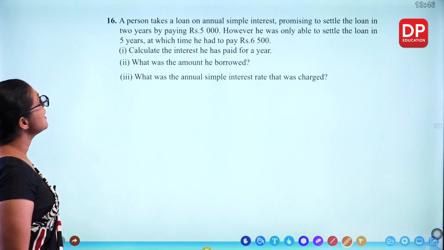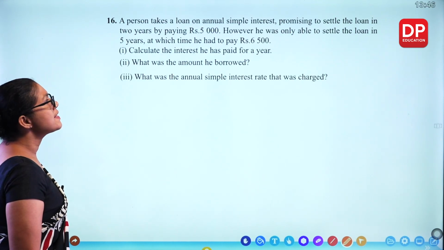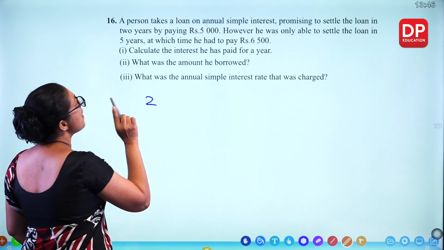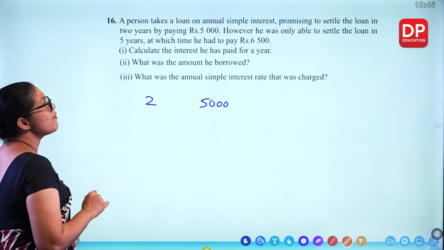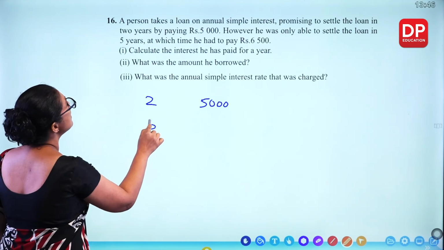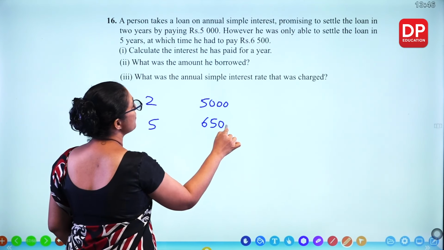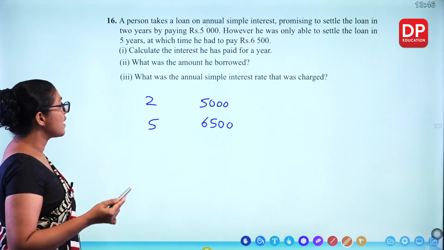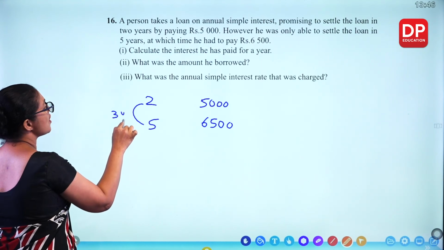Question number 16. A person takes a loan on annual simple interest, promising to settle the loan in 2 years by paying 5,000 rupees. However, he was only able to settle the loan in 5 years, at which time he had to pay 6,500 rupees. Now, how many years did he take extra? He took 3 more years extra.